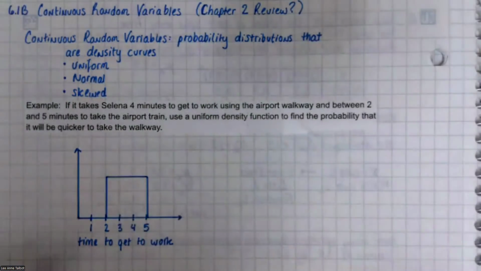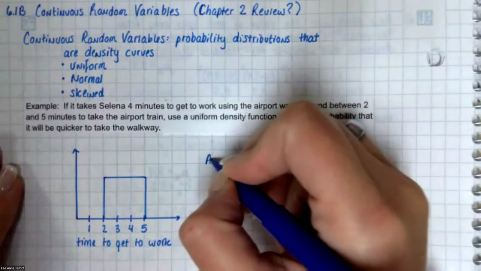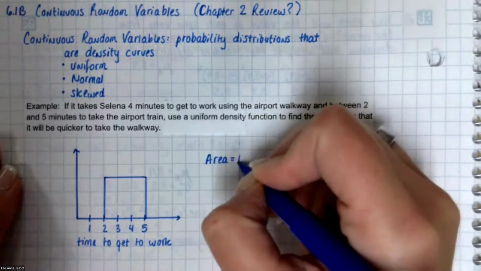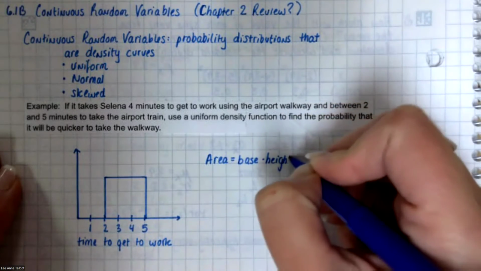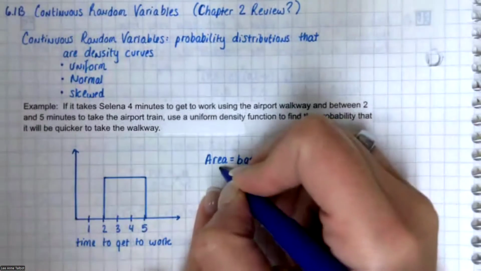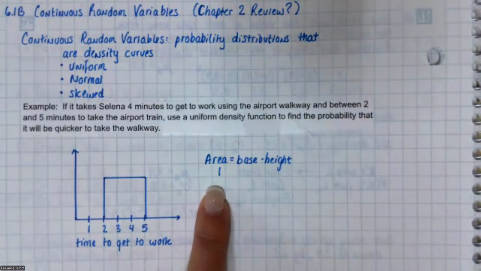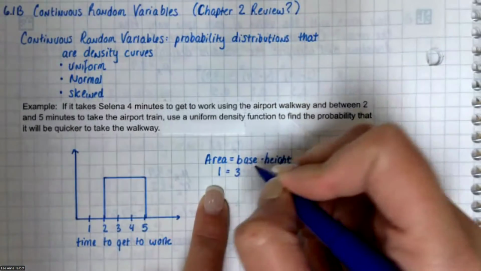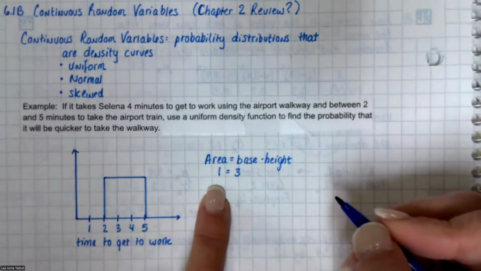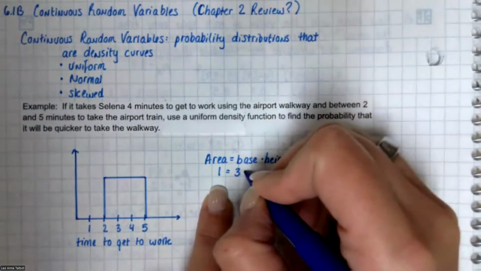Okay, so remember from chapter 2, we said area equals base times height. And the area always has to be 1 because it's a uniform density function. Any density function, the area is 1 for the total. And the base is 3. Does that make sense to you guys? Okay.